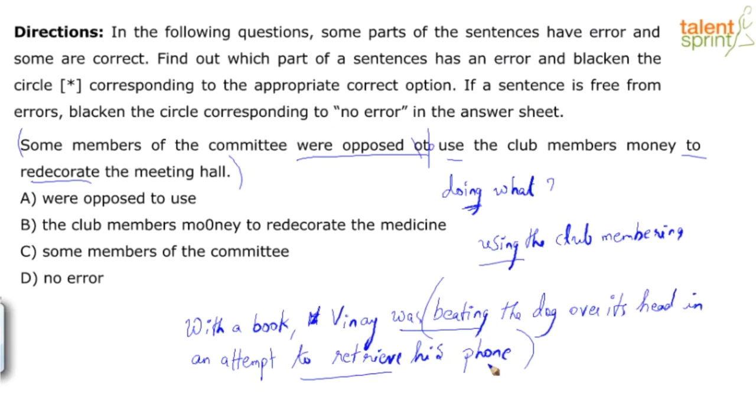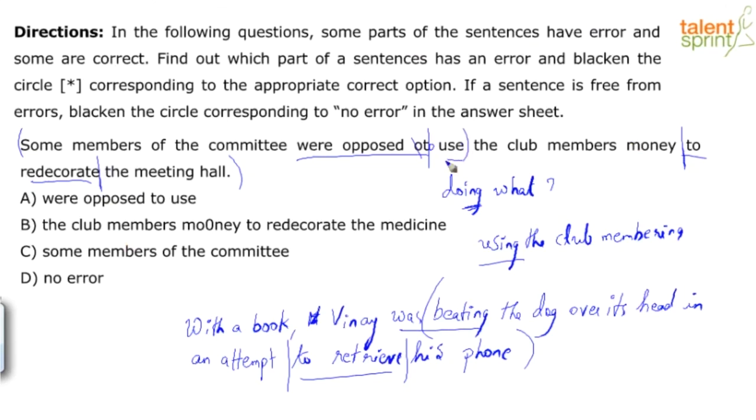Right? So remember the function of an infinitive. Here in the context, the infinitive is to redecorate. What was the intention? Why are the committee members opposing? And what are they opposing? Using the club members' money. For what? The intention is to redecorate. Right? That was the purpose or the intention. So here, to redecorate, the infinitive form is correct.